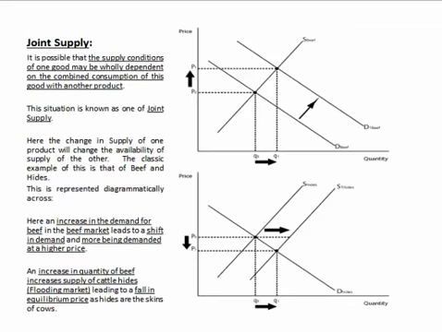It is possible that the supply conditions of one good may be wholly dependent on the combined consumption of this good with another product. This situation is known as one of joint supply. Here, the change in supply of one product will change with the availability and supply of another. A classic example of this is that of beef and hides, and this is represented on the diagram in front of you. Here, an increase in the demand for beef in the beef market leads to a shift in demand, and more being demanded at higher price. An increase in the quantity of beef increases the supply of cattle hides, flooding the market, leading to a fall in equilibrium prices, as hides are the skins of cows.